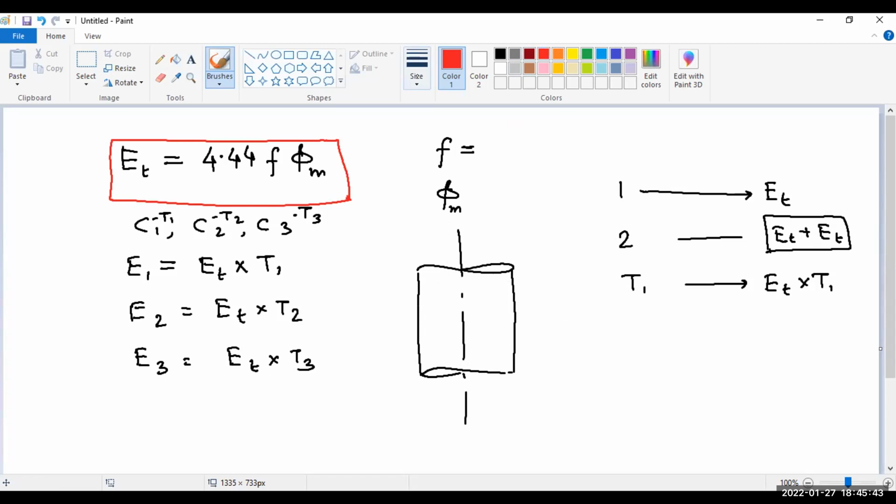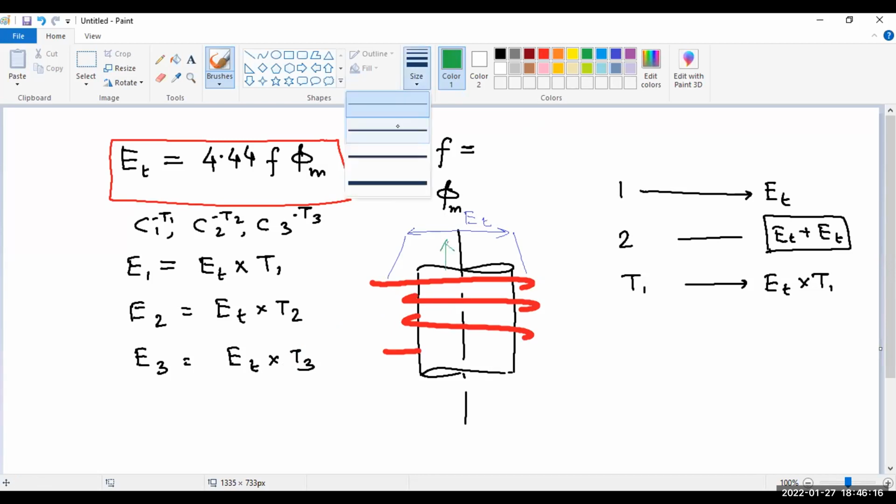Okay. So that means, suppose this is my coil. From this one turn, how much voltage am I getting? I am getting ET. And how is the flux flowing? Flux is like this. This is how the flux is flowing in this coil. So this is your flux.